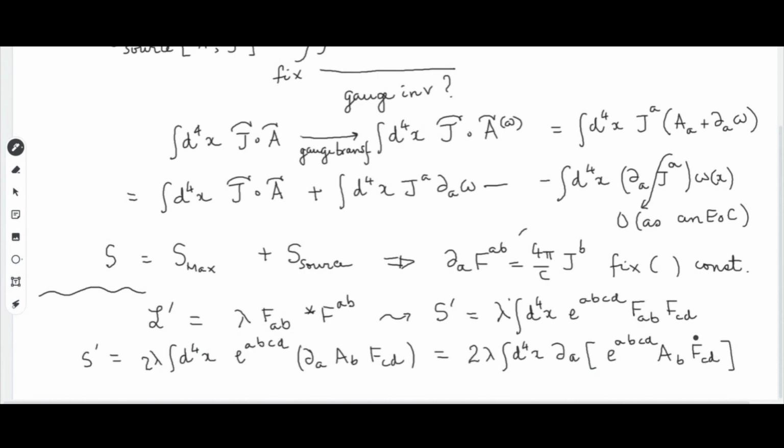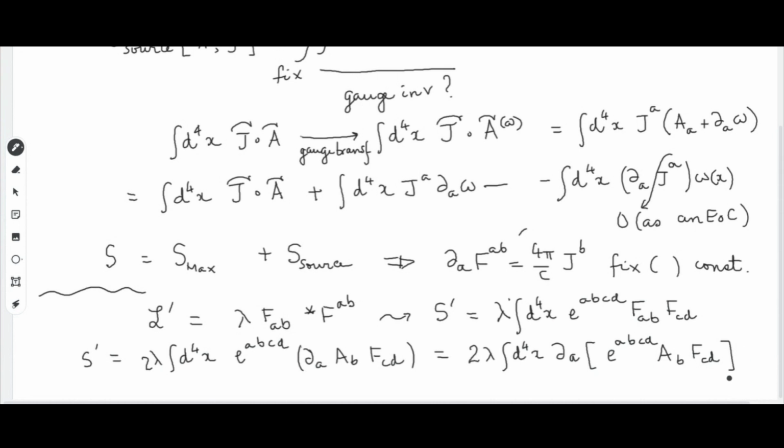And the reason it is 0 is because F_CD, if you were to write down F_CD as del_C A_D, etc., there are two derivatives, del_A and del_C, which are symmetric under interchange of A and C, whereas this quantity is antisymmetric. So this is now this.